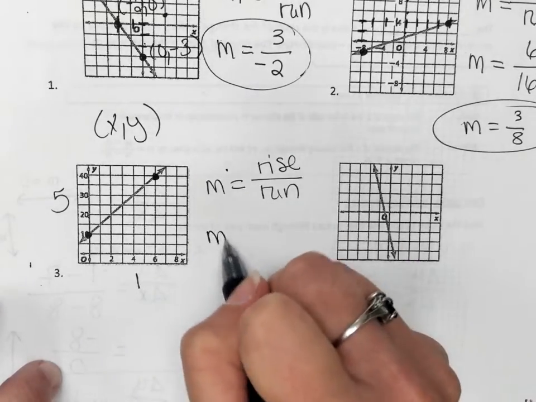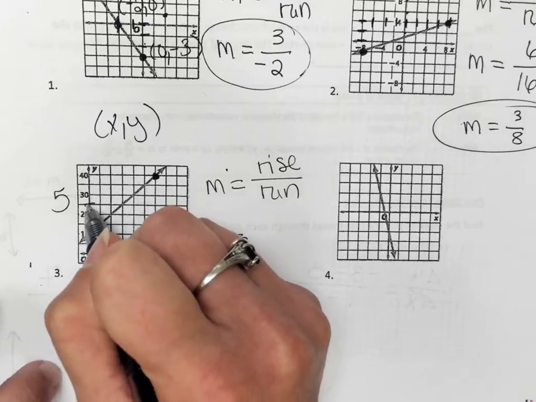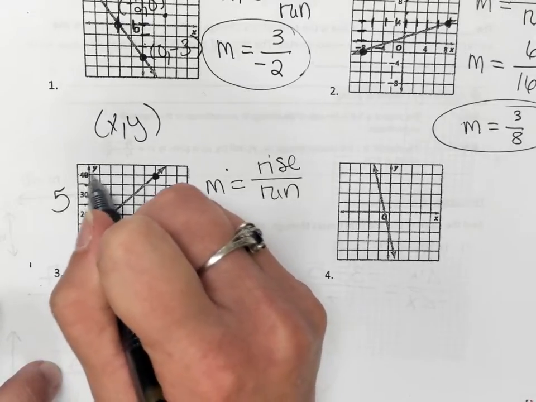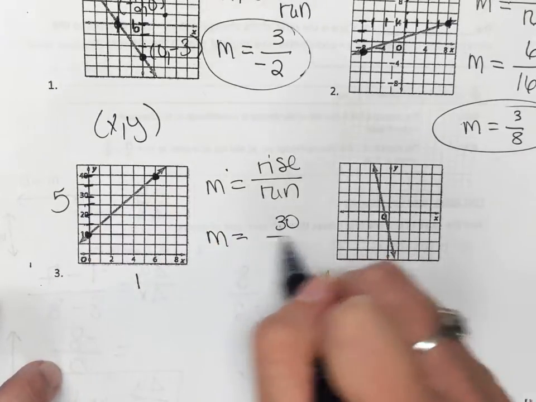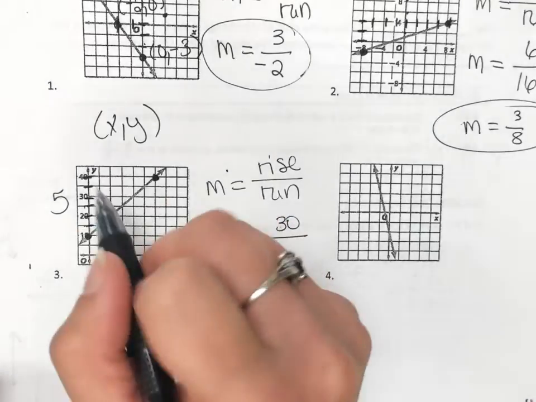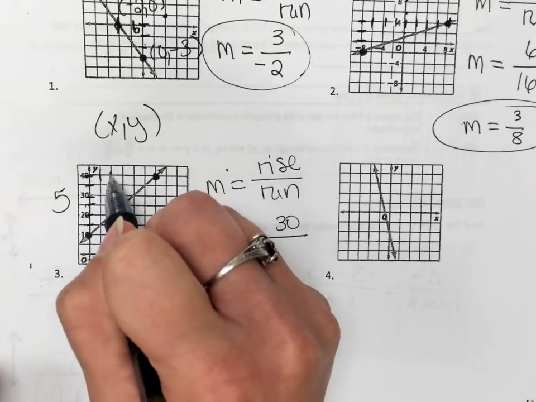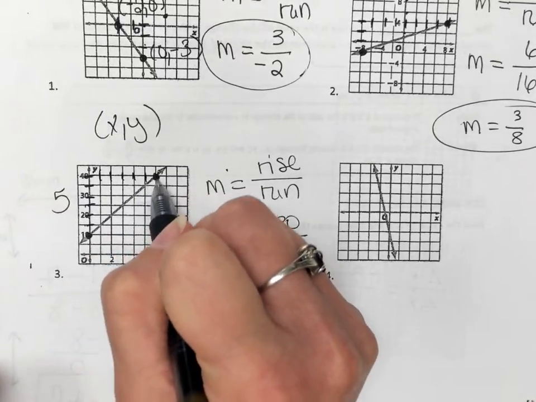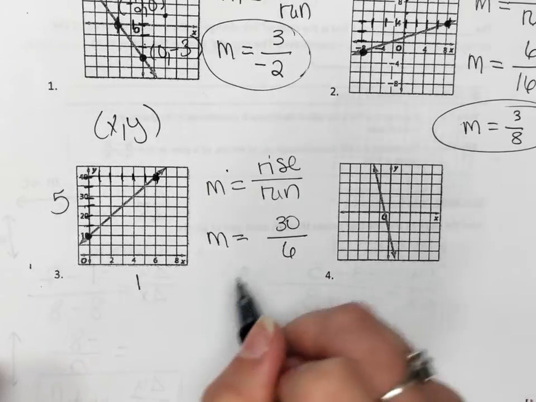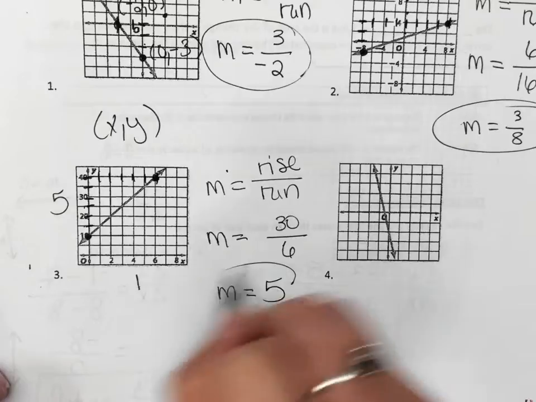Alright, so how much do we rise? Here we go. This is 5, 10, 15, 20, 25, 30, right? I rose 30. If I went up, it's positive. Alright, I'm going to the right. Remember, you're counting by 1s. So I'm counting 1, 2, 3, 4, 5, 6. So what's 30 over 6? Come on, people. 5. Beautiful.